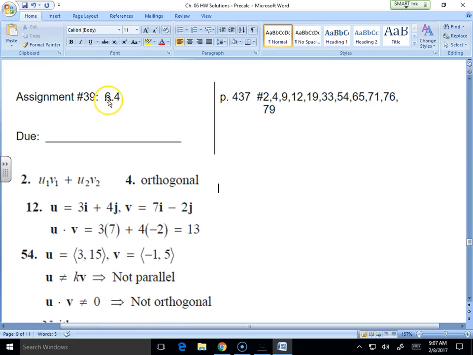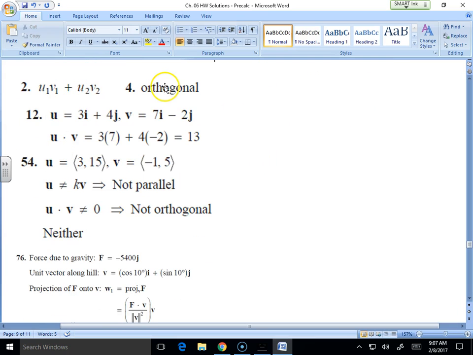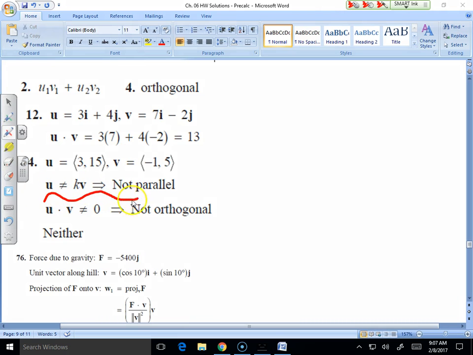We're grading section 6.4. There's a bit of discrepancy as to the assignment. Here we go. Number 2, done. 4, done. 12 is 13. 54, not orthogonal because the dot product is not 0. However, something real quick: parallel, which would not be on a test or quiz.